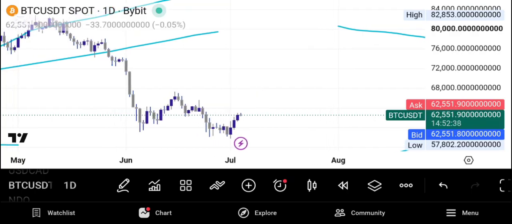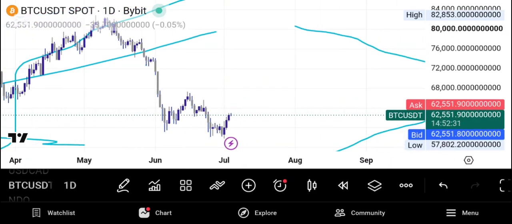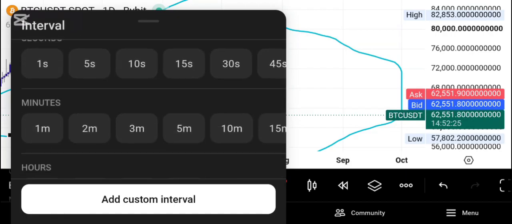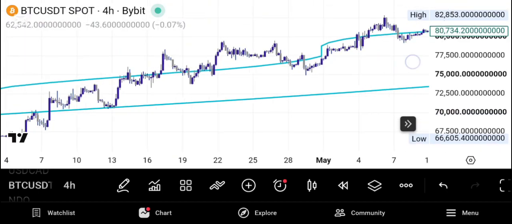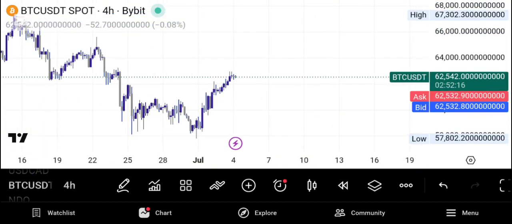This is BTC on the daily time frame. Now we want to start thinking that maybe price will start reacting from that 62. There's a zone here.